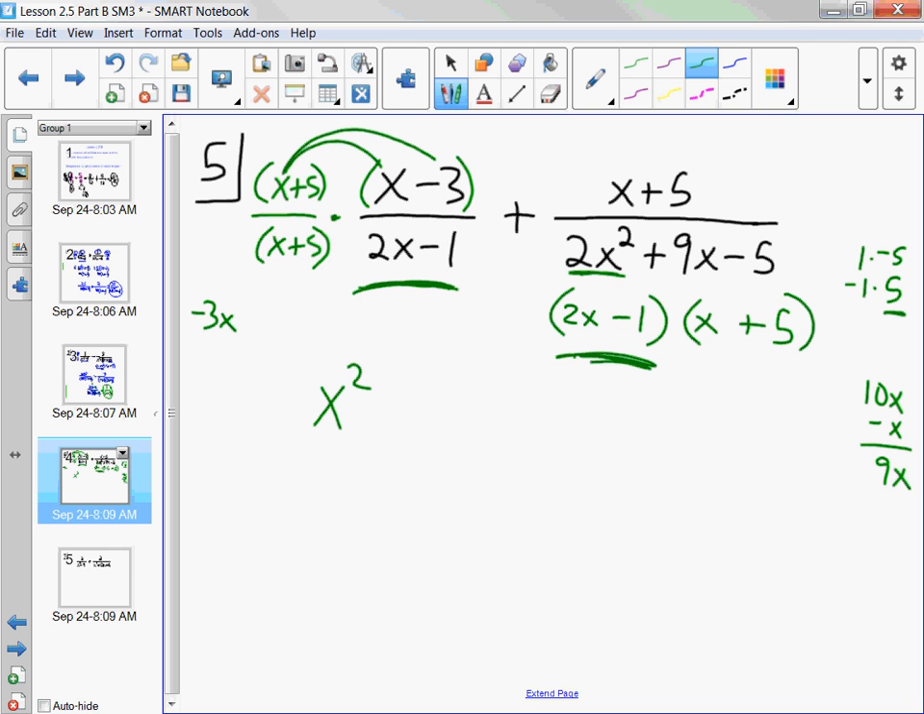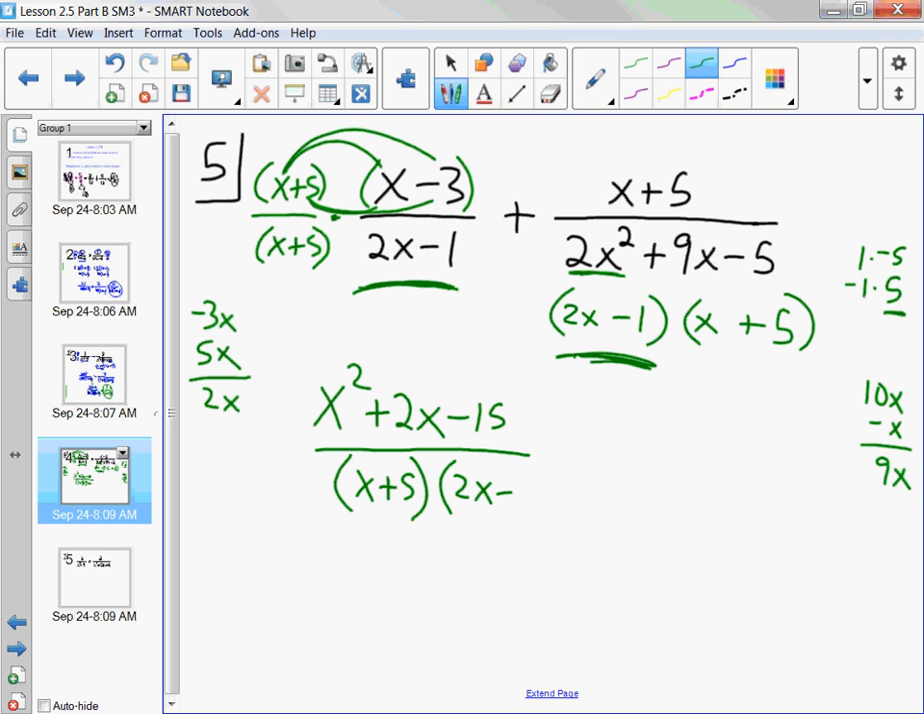I'm going to write that off to the side real quick. 5 times x is 5x. And if I add those up, I get 2x. And then 5 times negative 3 is negative 15, all over my common denominator, x plus 5 times 2x minus 1. And then the other fraction does not change. I have an x plus 5 on the top. I have an x plus 5 and a 2x minus 1 on the bottom. I'm writing it in this order because it's the same as I wrote the first one.